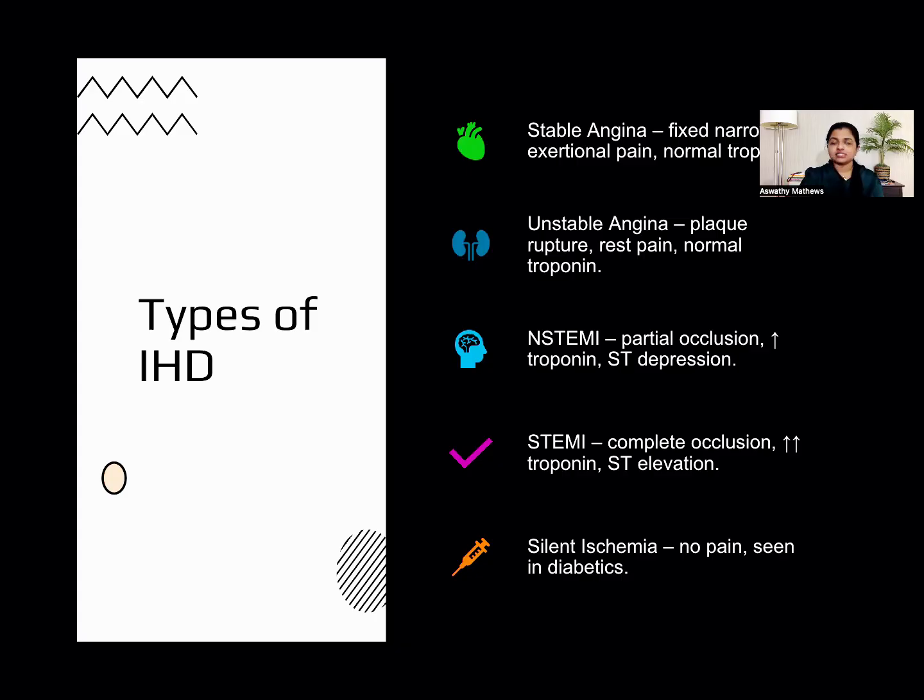In certain cases, there is one extra thing called silent ischemia, which occurs in diabetic patients who are already on medication. So that's one of the reasons we consider diabetes an angina equivalent.